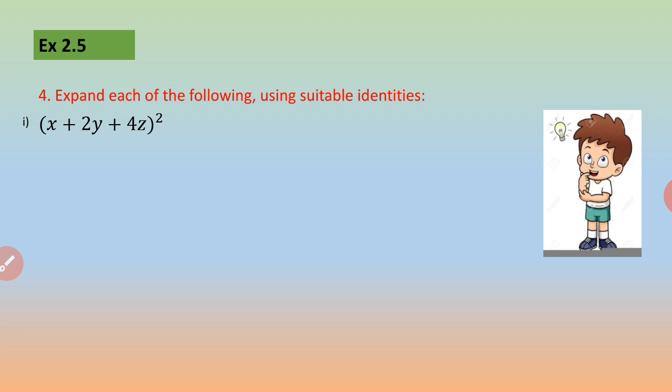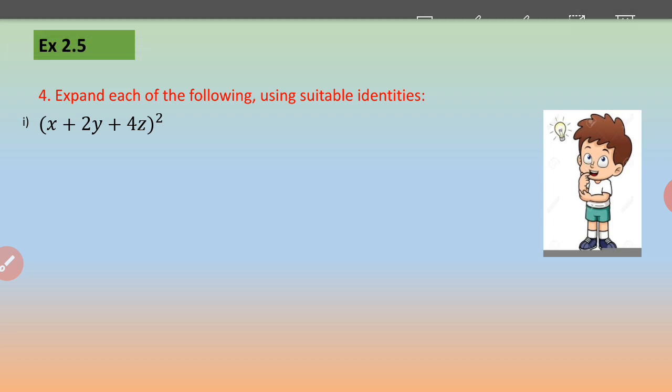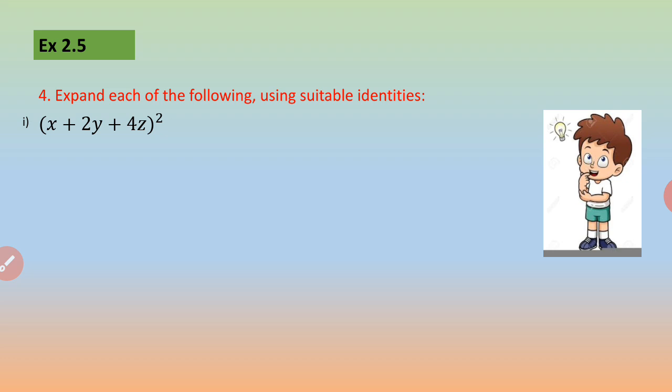because your method of using the identities is being tested. Now, let us try to compare this question to one of the identities that we have already learned. Actually, we have learned 10 identities. Now, which one this matches with? Yes, it is x plus y plus z whole square. So, this is the identity.